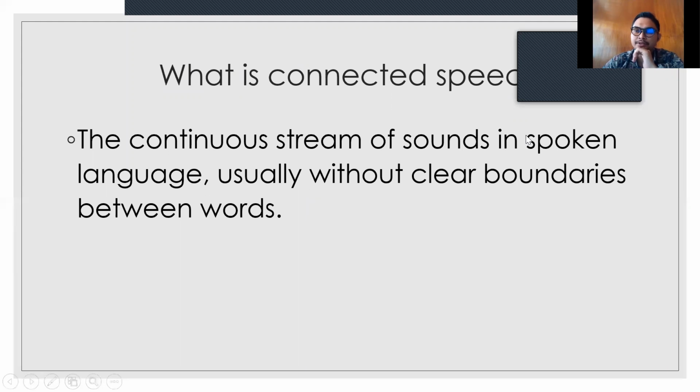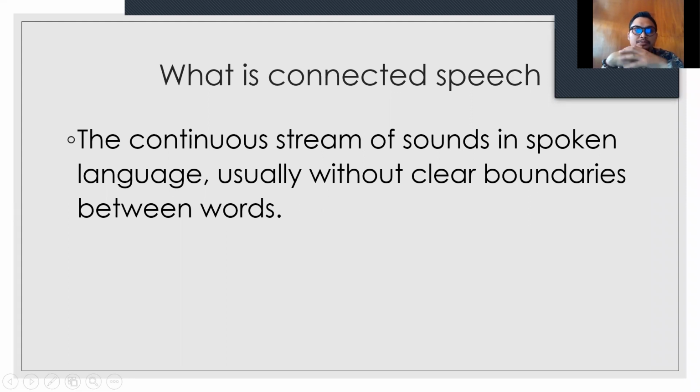The definition of connected speech right here is the continuous stream of sounds in spoken language. It means that when you are speaking and when you are reading, there's a length of sounds that you produce, starting from the beginning up to the end. There is a stream from the beginning up to the end of your speaking, and there is no pause, usually without clear boundaries between words.